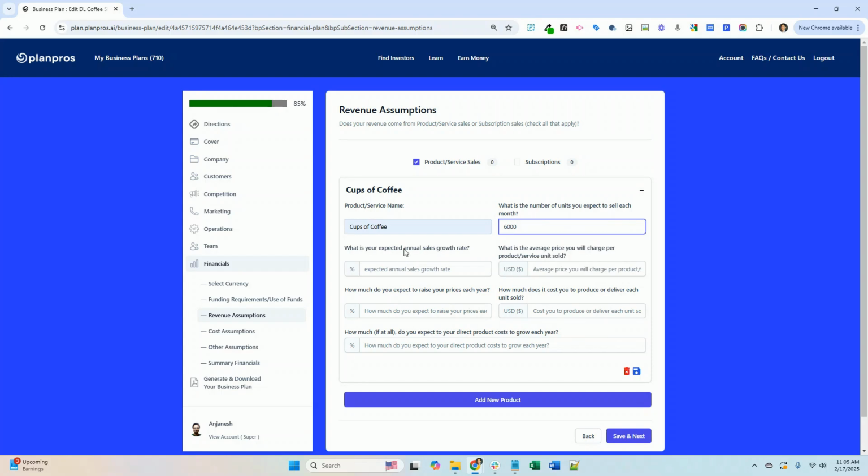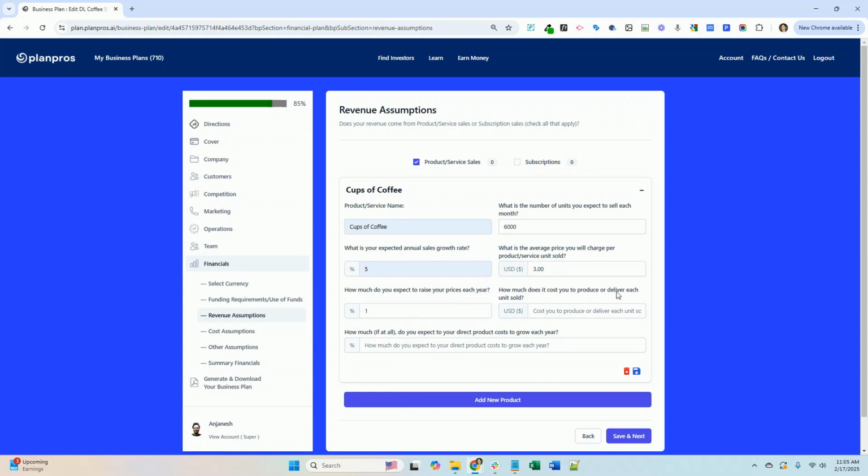What is our expected annual? And I'm going to point this out. You got to read these things. This is annual sales growth rate. And most companies grow at like 5% per year. So 5% is a good number here. What on average will you charge per product sold? I'm going to start with $3. I'm going to say we're going to sell a cup of coffee for $3. And how much do you expect to raise prices each year? Usually about 1% is a nice rate to raise price each year.